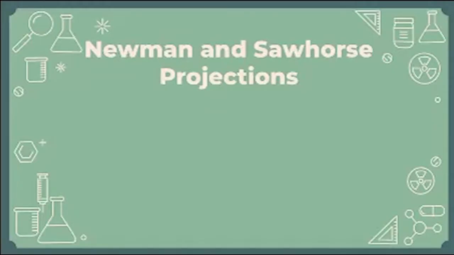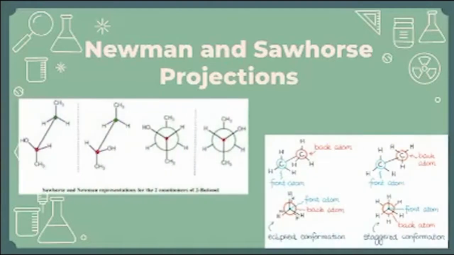Newman and Sawhorse projections. The Newman projection, or the one that looks like a circle, is the visual representation of a chemical from the front to the back, in which the atom at the front is represented by a dot and the atom at the back is represented by a circle. This representation can also be used to study cyclic molecules.